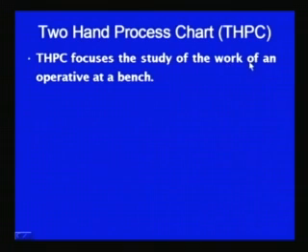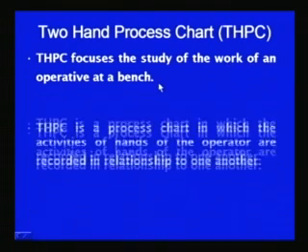The two hand process chart is another chart. It is a typical flow process chart which indicates the movement of the body parts of the human being. Here, the two hand process chart focuses on the study of the work of an operative at a bench.